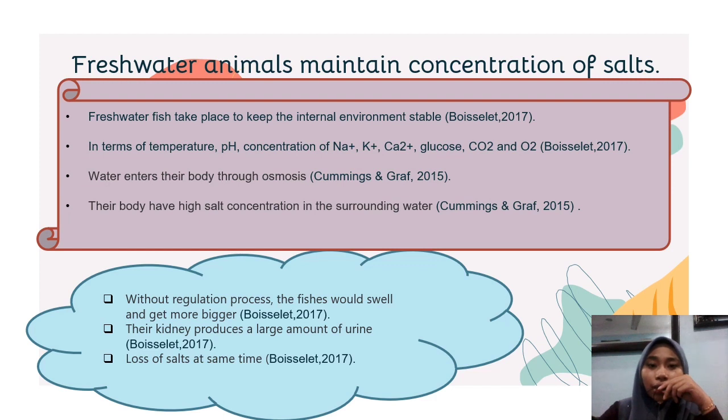Water enters their body due to osmosis because the salt concentration inside the body is higher than in the surrounding water. Without any active regulation of this process, the fish would swell and get bigger. Their body produces a large amount of urine and loses salt at the same time.